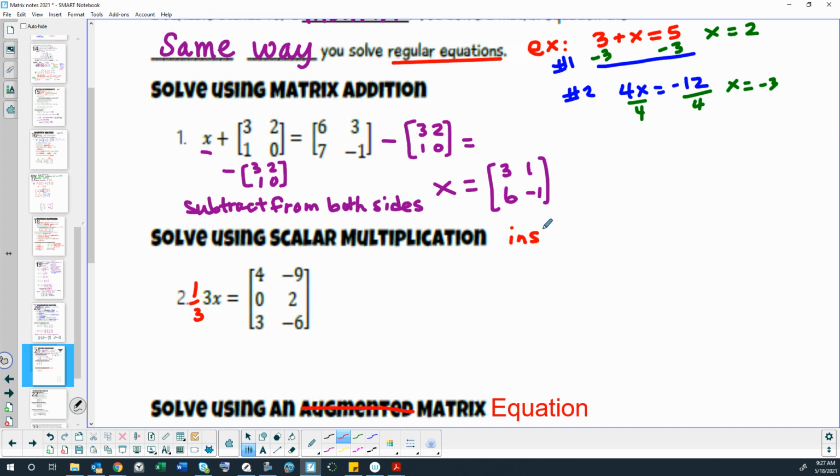So instead of divide by 3, multiply by 1/3. And that's going to do the same thing as dividing by 3. What I do to one side, I have to do to the other side. So I'm multiplying by 1/3 here, and I'm also going to multiply by 1/3 here.